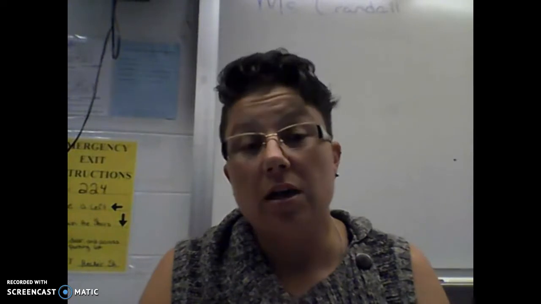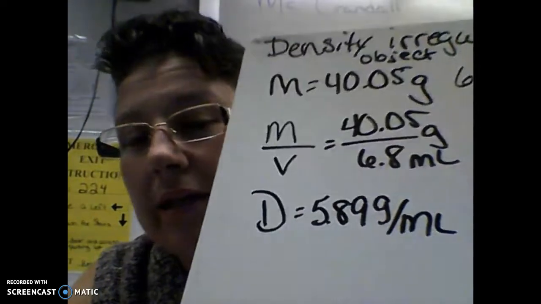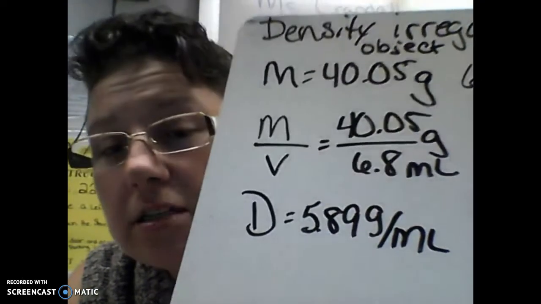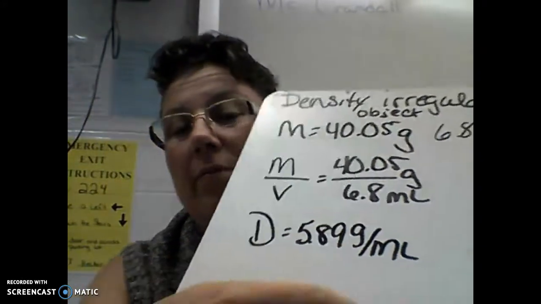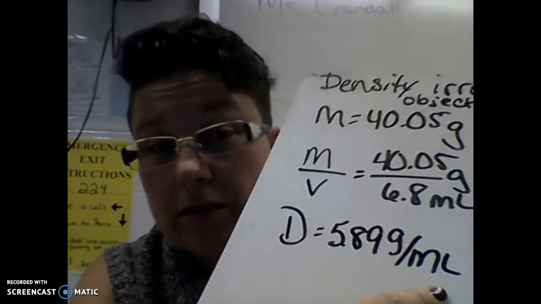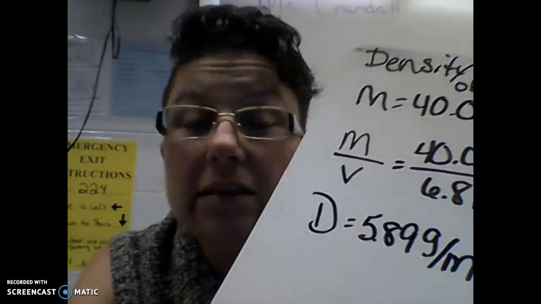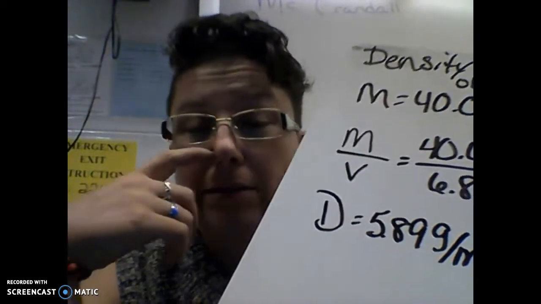All right. So the answer that I got was 5.89 grams per milliliter. And there's my work. So that's what I got for an answer. Remember, irregular objects are going to be milliliters because we're doing it in a graduated cylinder. For regular objects, it's going to be centimeters cubed. There is a difference between those, so be aware of that.